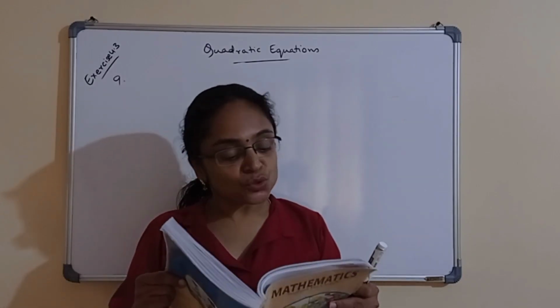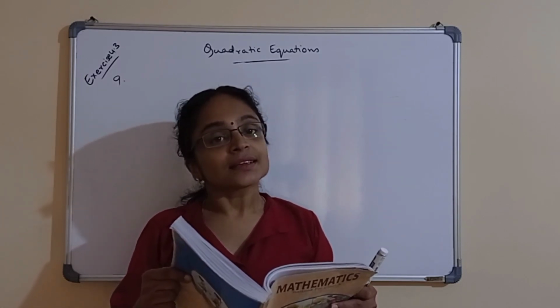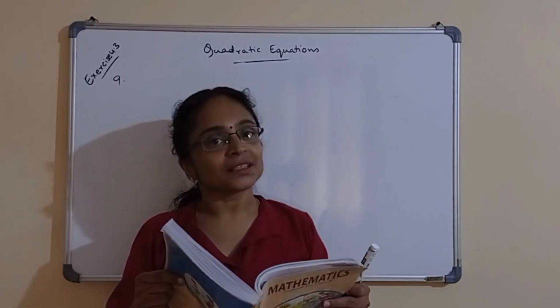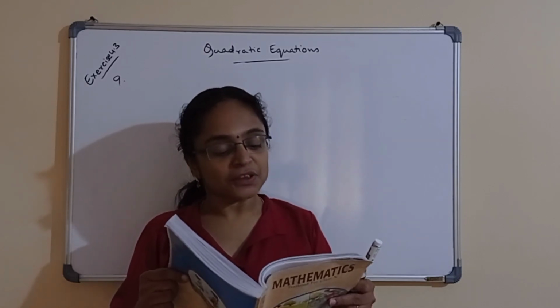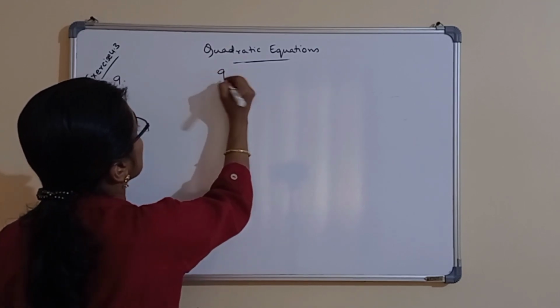Now the ninth question is: two water taps together can fill a tank in 9 3/8 hours. The tap of larger diameter takes 10 hours less than the smaller one to fill the tank separately. Find the time in which each tap can separately fill the tank. So two taps can fill the tank in 9 3/8 hours.